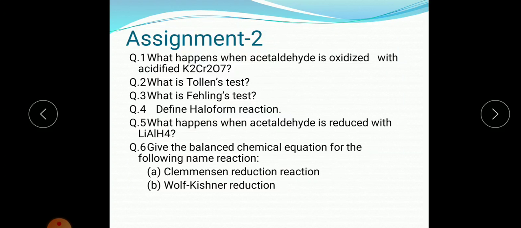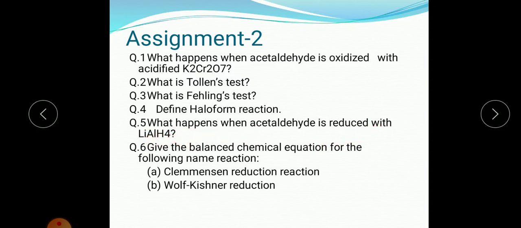Now today's assignment number 2. Question number 1: What happens when acetaldehyde is oxidized with acidified K2Cr2O7? Question number 2: What is Tollens' test? Question number 3: What is Fehling's test? Question number 4: Define haloform reaction. Question number 5: What happens when acetaldehyde is reduced with lithium aluminium hydride?